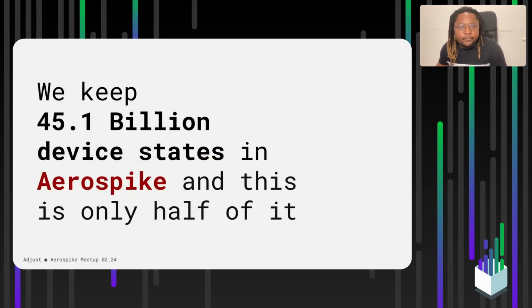We keep about 45 billion device states in Aerospike, or 45 billion records in Aerospike. And this is only about half of it because this is only about the state of a device. We have repositories that have to do with engagements, we have repositories that have to do with other bits of data like settings and something we call tracker. And those are different clusters. But I'm not going to be talking about those yet. So yeah, we do process and store a lot of data.